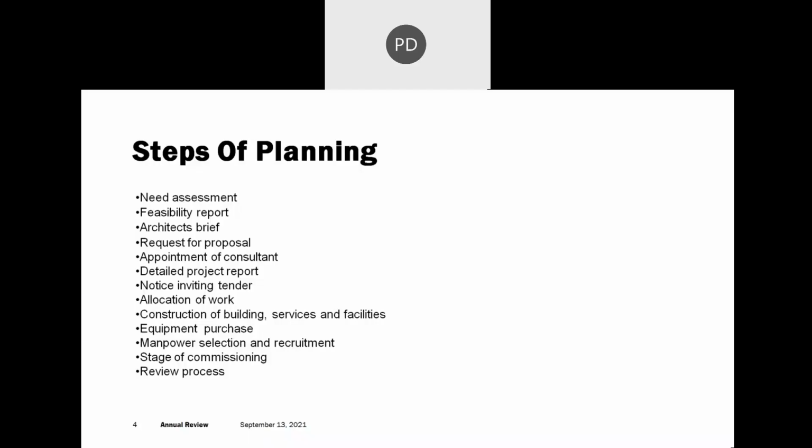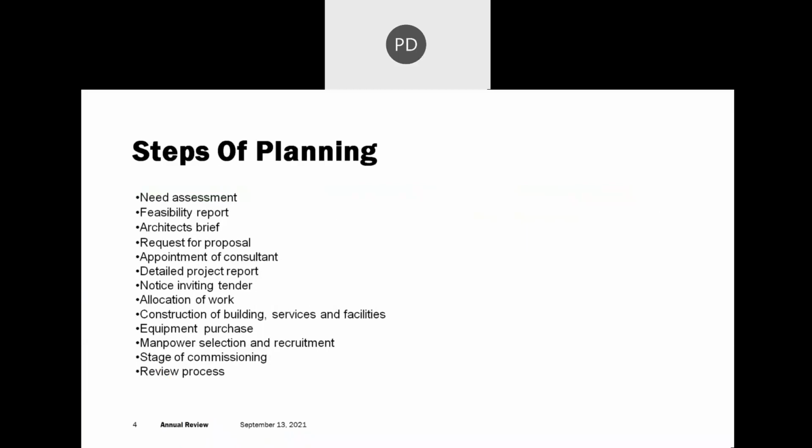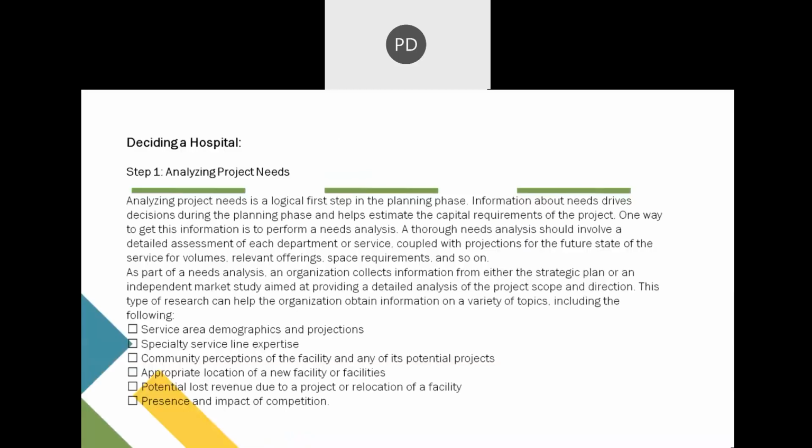Now there are some steps of planning a hospital, that is need assessment, feasibility report, architect brief will be given, request for proposal would be there, appointment of consultant would be there, detailed project report would be there, and notice inviting tender, allocation of work, construction of building, service facilities, equipment purchase, manpower selection and recruitment, and stage of commissioning, and last will be the review of process. This you have to understand, and we will study it in detail in between.